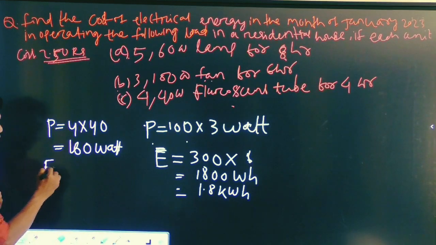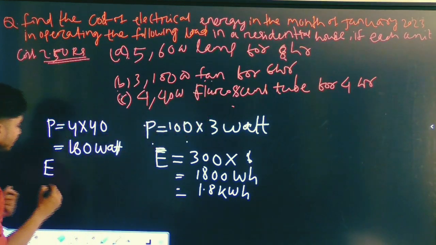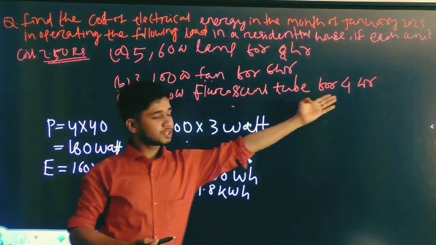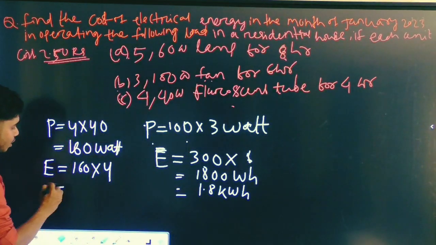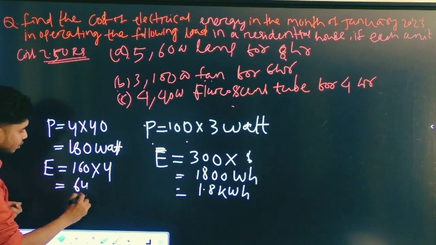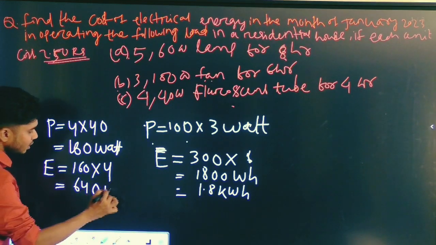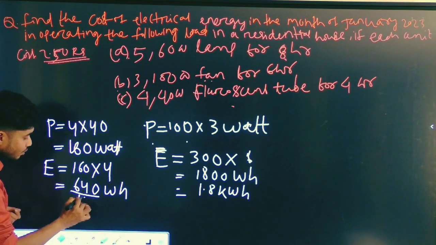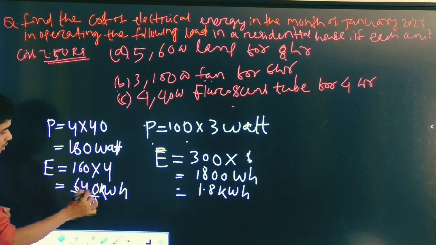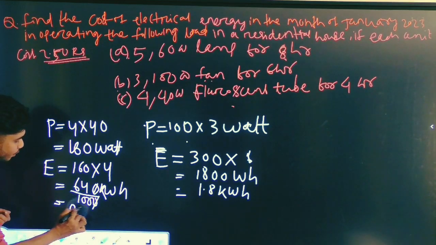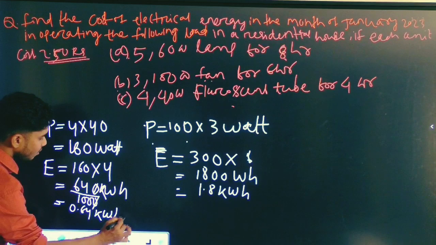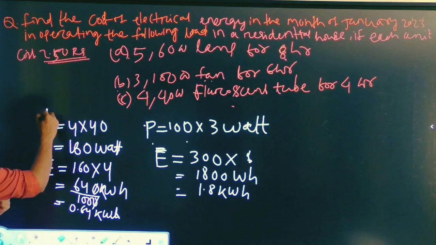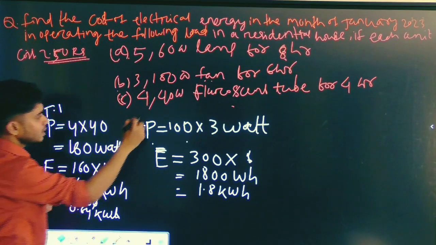So next, calculate the amount of energy consumed by the fluorescent tubes. The method is similar. Multiply power, this is 160, into time. For how long are the fluorescent tubes on? This is 4 hours. I am multiplying by 4 here. 160 into 4 is 640 watt hour. To convert it into kilowatt hour, I need to divide by 1000. Zero cancels, 64 by 100 is nothing but 0.64 kilowatt hour. So this is the amount of energy consumed by the fluorescent tubes. I calculated it for the fluorescent tubes, and here it is calculated for the fan.